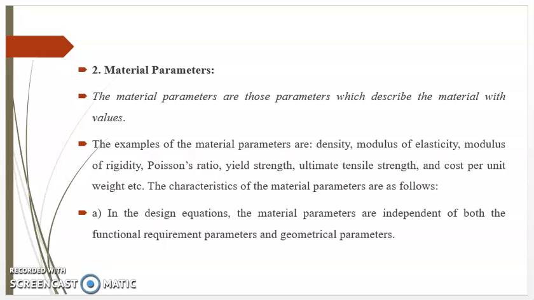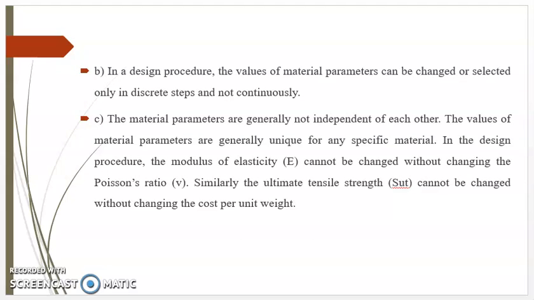First, in the design equations, the material parameters are independent of both the functional requirement parameters and geometrical parameters. In a design procedure, the values of material parameters can be changed or selected only in discrete steps and not continuously. The material parameters are generally not independent of each other. The values of the material parameters are generally unique for any specific material. In the design procedure, the modulus of elasticity E cannot be changed without changing the Poisson's ratio. Similarly, the ultimate tensile strength SUT cannot be changed without changing the cost per unit weight.